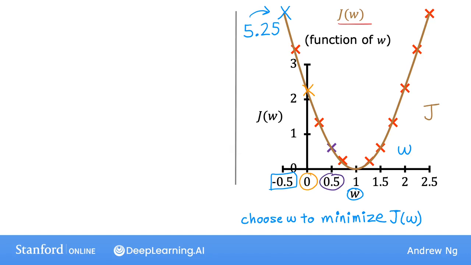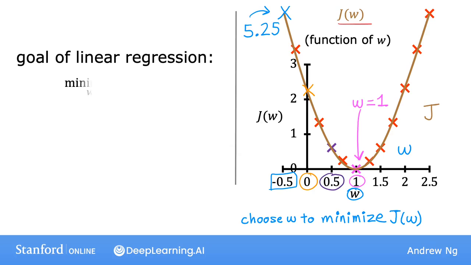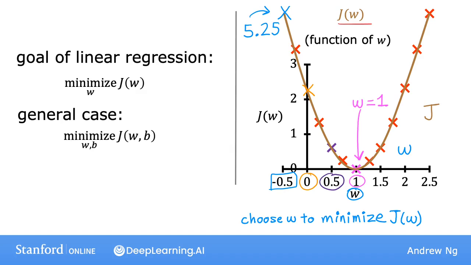In this example, if you were to choose the value of w that results in the smallest possible value of j of w, you'd end up picking w equals 1. And as you can see, that's actually a pretty good choice. This results in a line that fits the training data very well. So that's how, in linear regression, you use the cost function to find the value of w that minimizes j. Or in the more general case, when we had parameters w and b rather than just w, you find the values of w and b that minimize j.